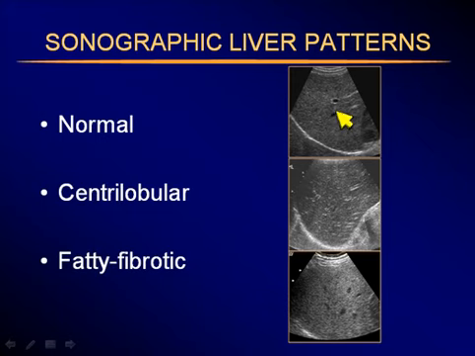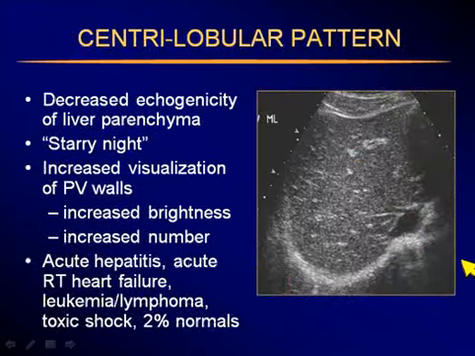There are basically three patterns in the liver: the normal pattern, the centrilobular pattern, and the fatty fibrotic pattern. We already discussed the normal pattern. Now there's the centrilobular and the fatty fibrotic. If you look at it closely, this one has too many portal vein walls. This one doesn't have any. And let's talk about the reason for that.